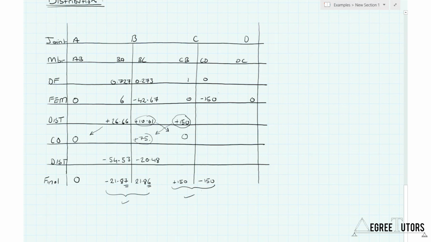So that is essentially the end of the distribution process. The next thing to consider is how do we use this information in our free body diagrams to fill out the rest of the information we need to complete this analysis.